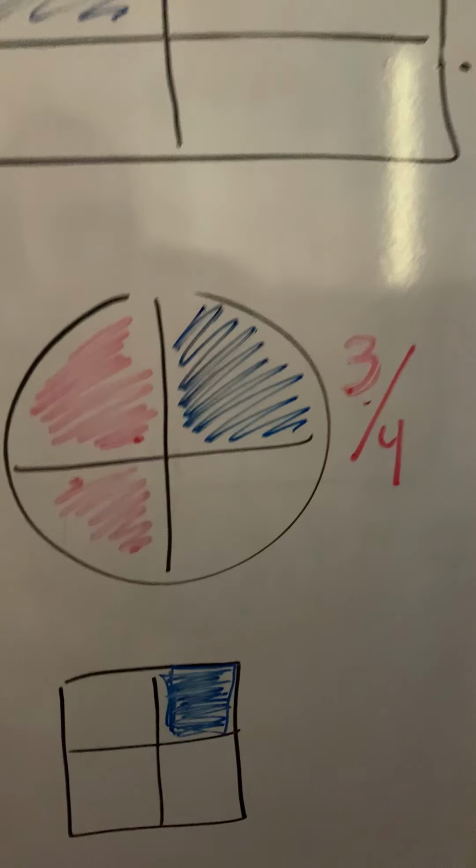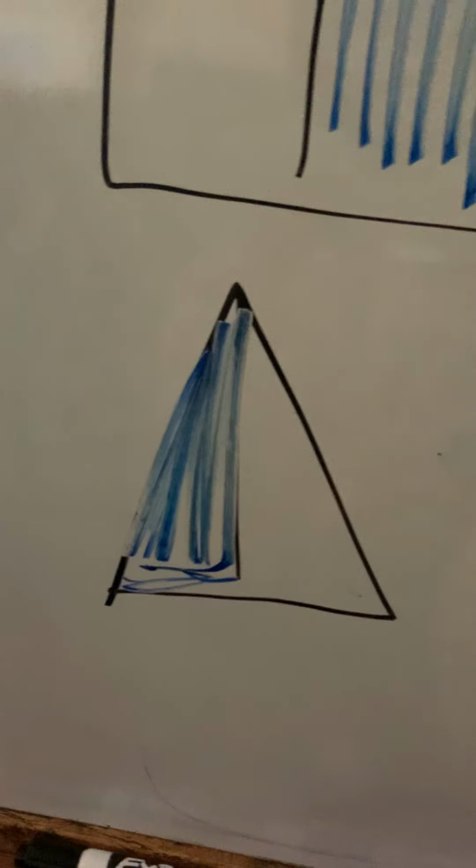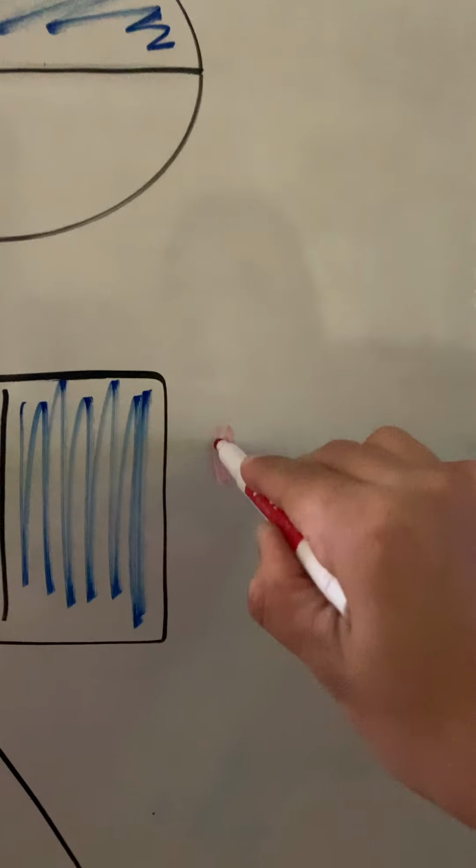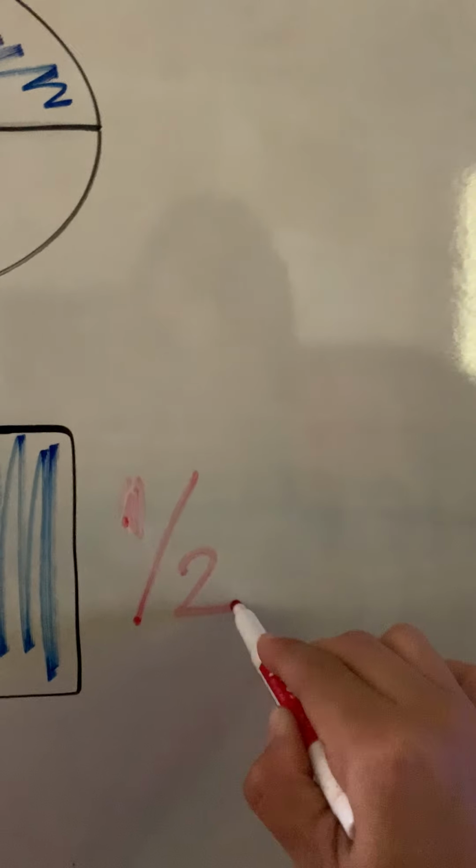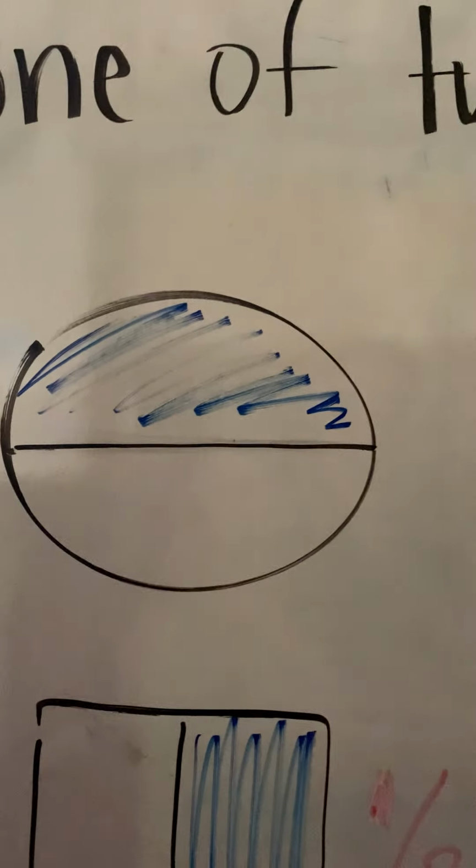1/4, 3/4, 1/4. What's that? 1/2. Talking about 1/2, it's, oh, come on, marker. 1 of the 2. 1/2, 1 of the 2.